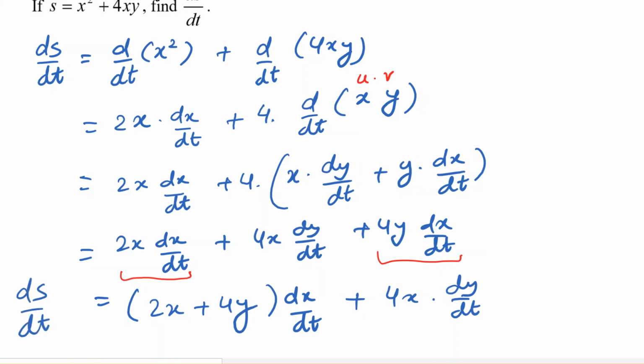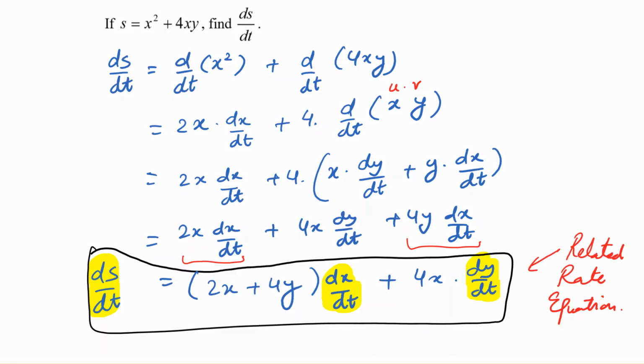So now we notice that here we have the relationship between dx over dt, dy over dt. So these all rates are related by an equation. So this is called related rate equation. I hope that makes sense. So basically this process is the backbone of solving any related rate problems. So in the next video, I'm going to do some related rate problems in detail. So make sure you watch that video as well.